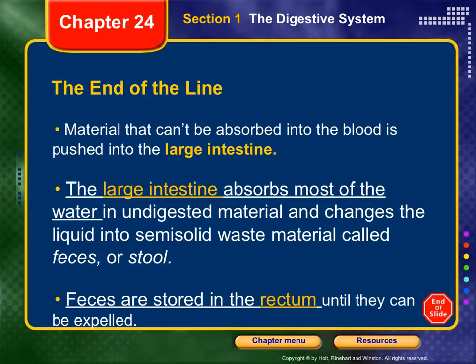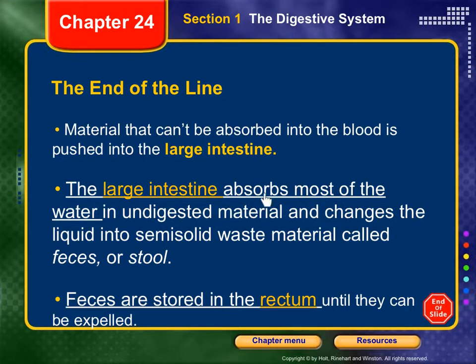All right, after food goes through the small intestine, it goes into the large intestine. And you can see here the large intestine is where it absorbs most of the water in undigested material and changes the liquid into a semi-solid waste material called feces or stool. In the other class, Owen called it poo. Whatever you call it, that gets made in the large intestine.